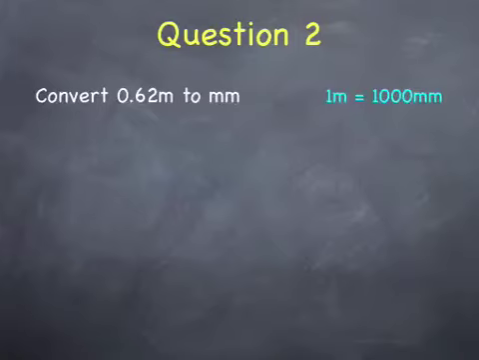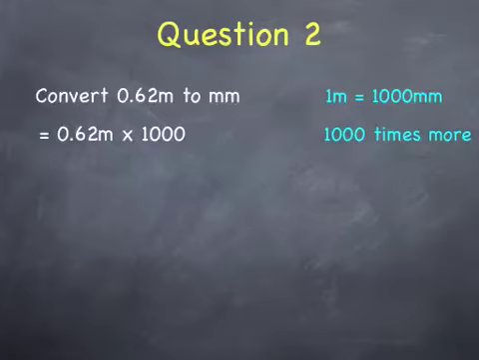Okay, in this case we're going from metres to millimetres. So the relationship, 1 metre equals 1,000 millimetres. Now do we times or divide? We're going to millimetres. So there'll be a lot more millimetres. Millimetres are tiny, there'll be lots of them. So we need 1,000 times more. There's going to be more of them, so we're timesing. Okay, so we're timesing by 1,000 because that's the relationship, and 620 millimetres is your answer.